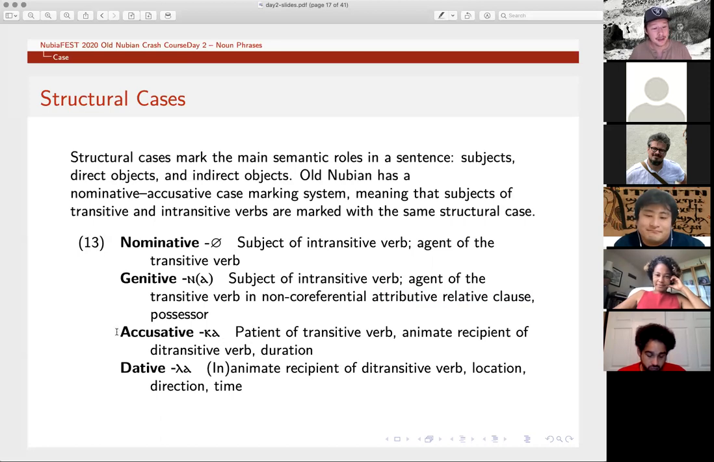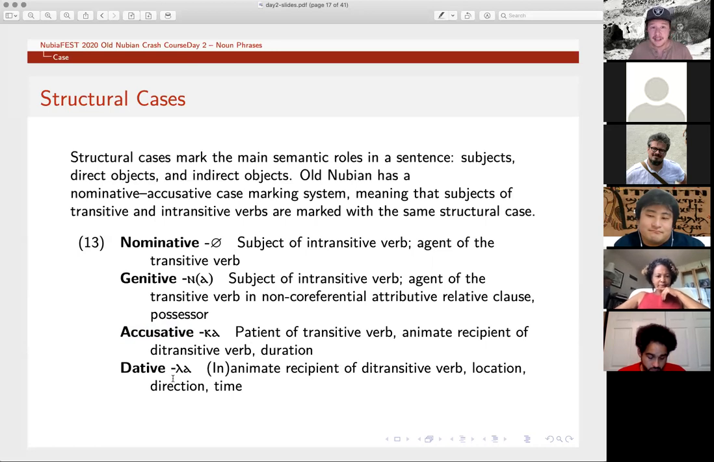And we have then the accusative. It's doing what it usually does. It is marking the patient or the object. It's marking also animate recipients of ditransitive verbs, and we'll discuss what that precisely means. And also it's used for duration, which again, typologically, is not a very strange thing.